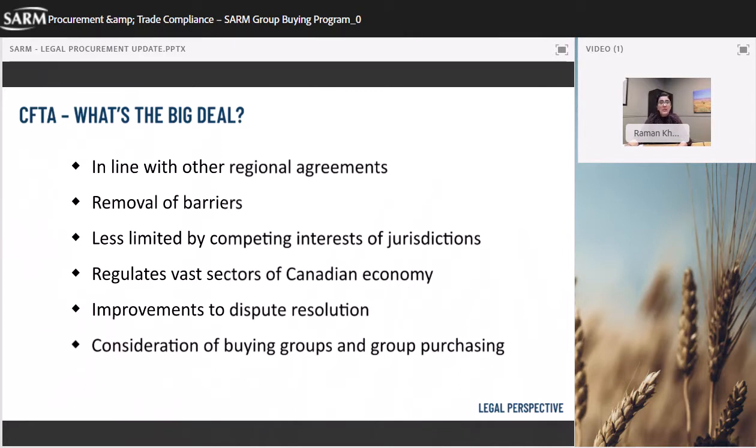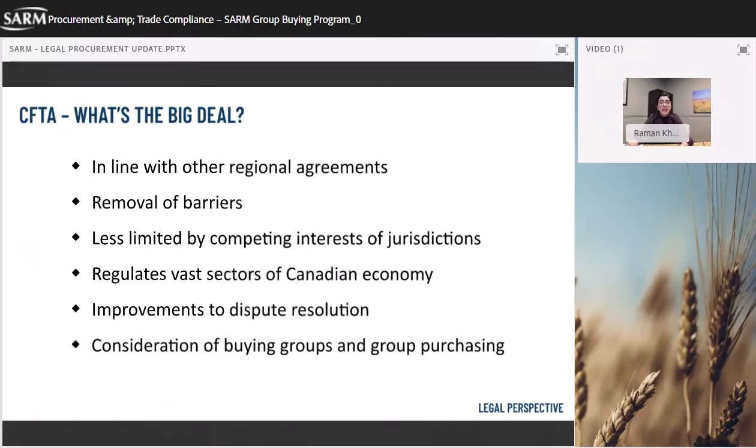Another thing about the Canadian Free Trade Agreement is that the signatories are the federal government, the provinces, and the territories. So your local province in Saskatchewan would be the party to the CFTA, and that's the party that's responsible to ensure compliance with this piece of legislation.